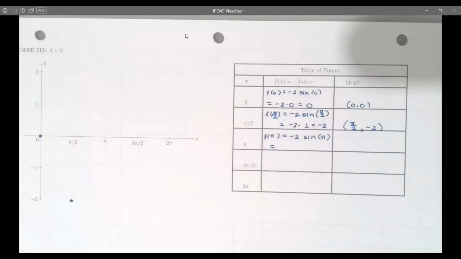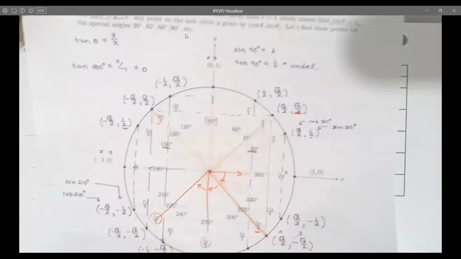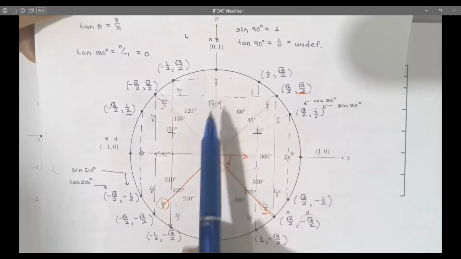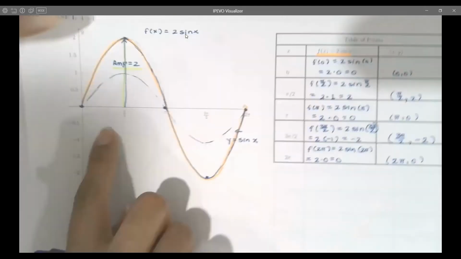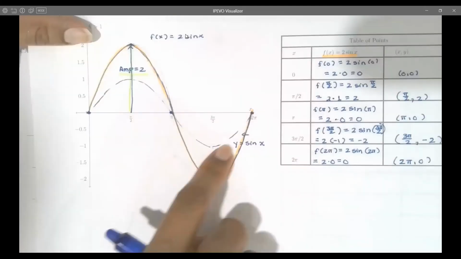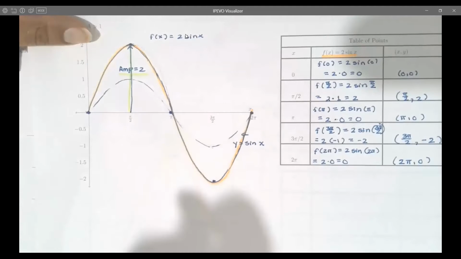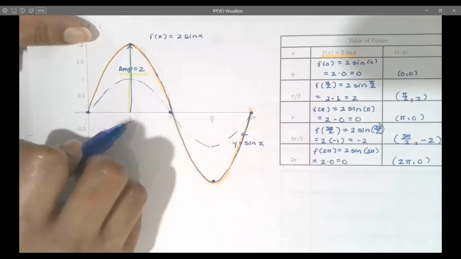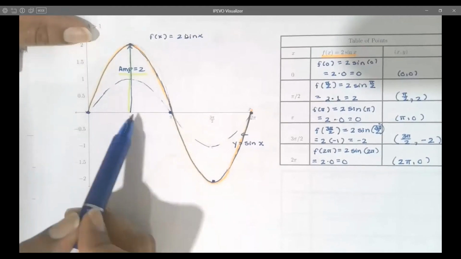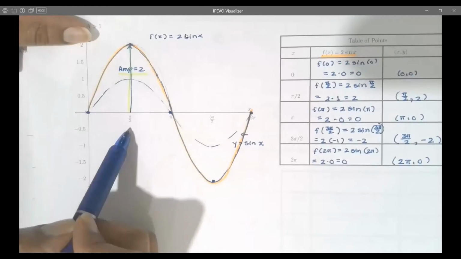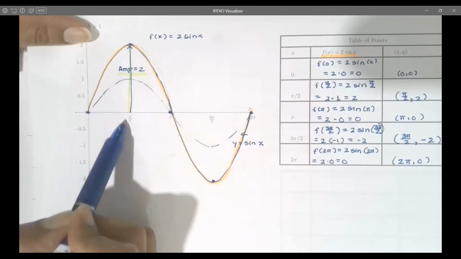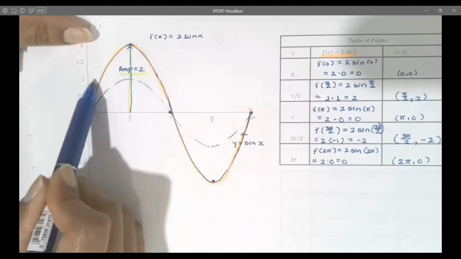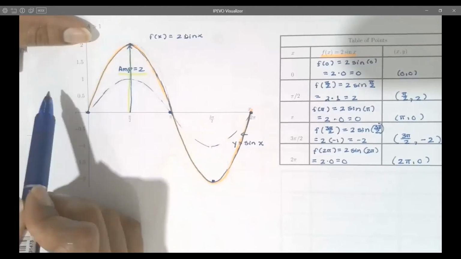How did you do it then, if I found it that way? Essentially I went back to the original sine curve here, which is y equals sine x. Then I looked at pi over 2 and saw what y corresponds to pi over 2. And I see that it is 1.